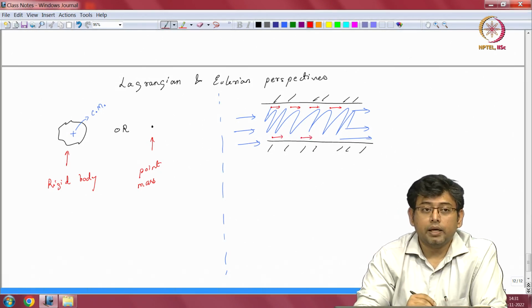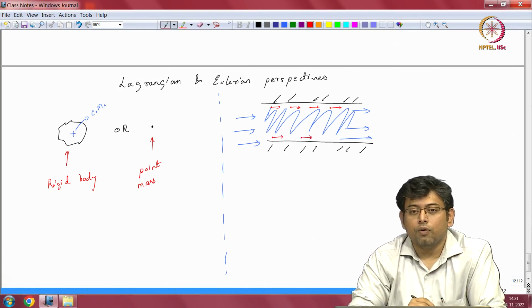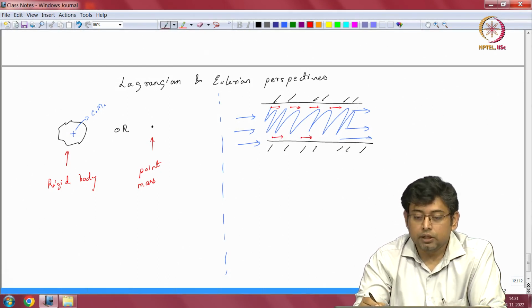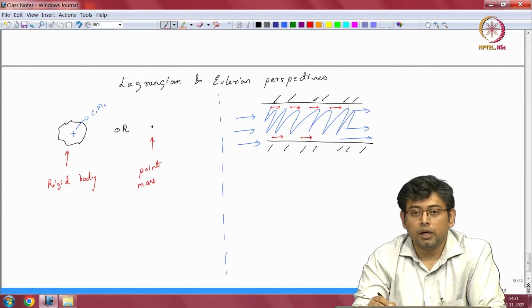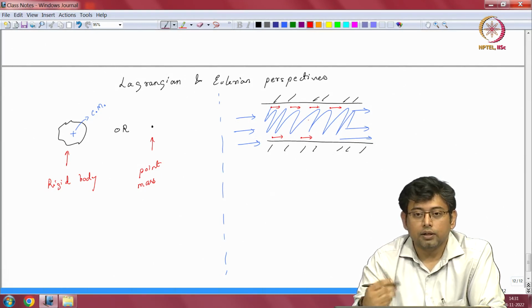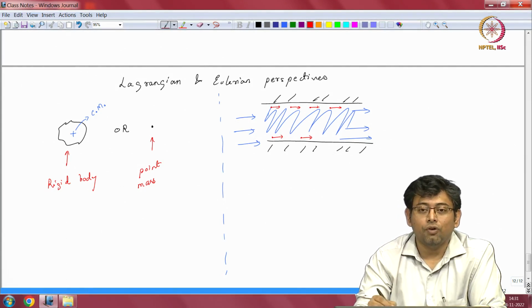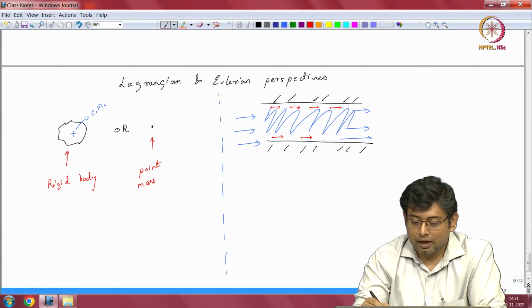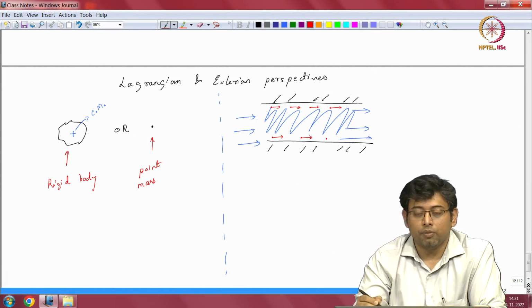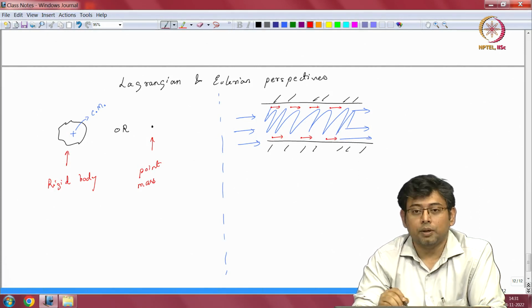Now in continuum mechanics, we are sort of agnostic to the molecular nature of matter. So this region of space is considered the same as space. So this fluid is supposed to be continuous, just as space is continuous.